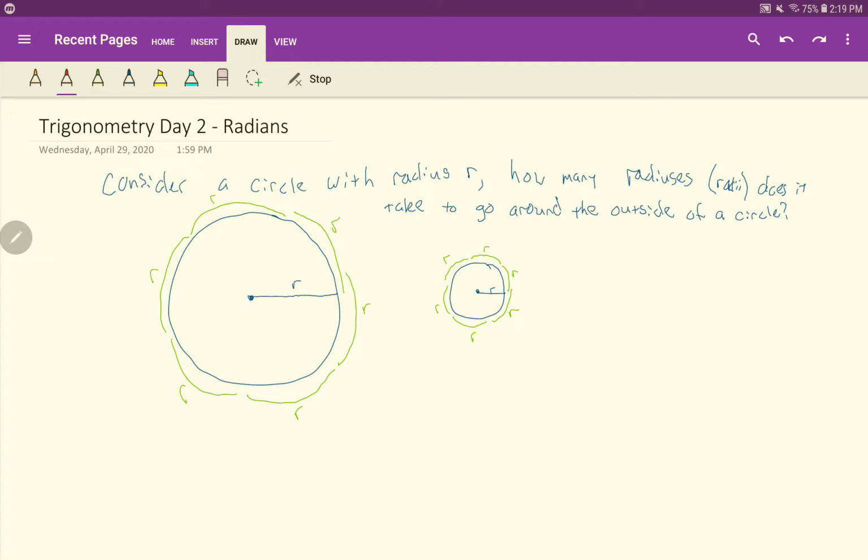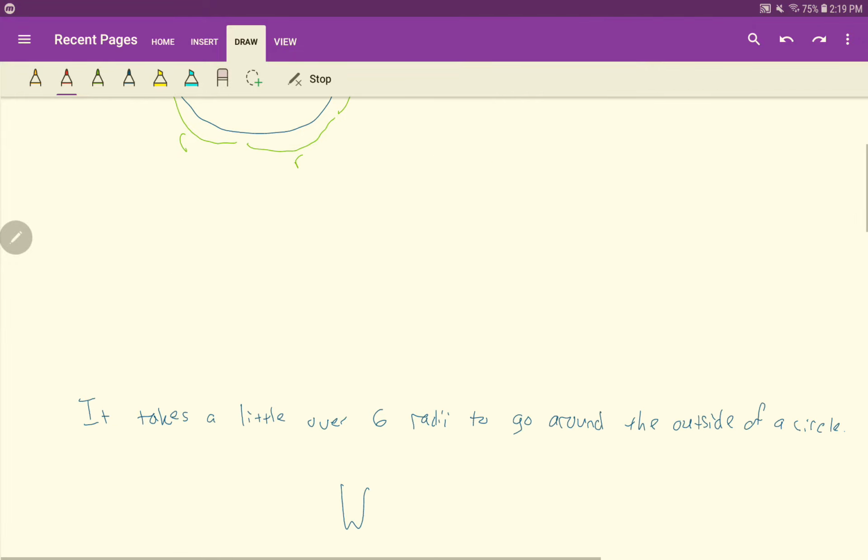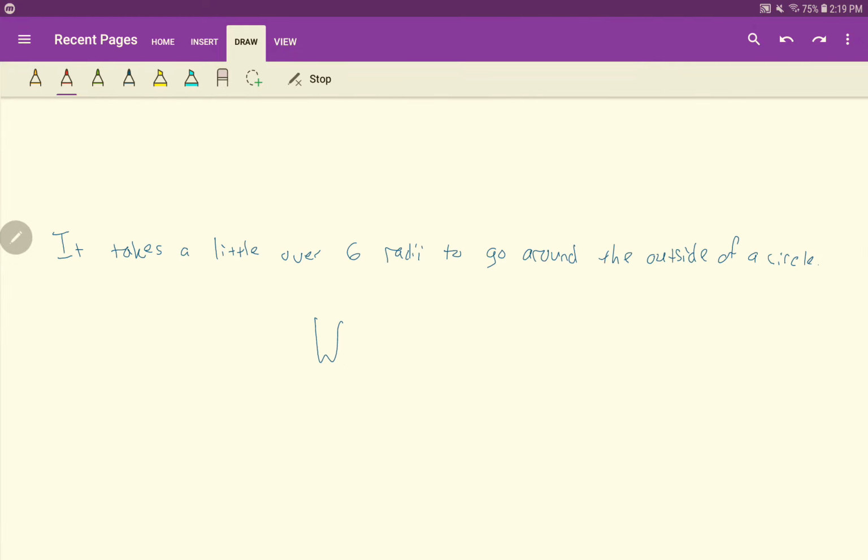So how many is it? Like I said, it's a little bit more than 6. Okay, so it takes a little bit over 6 radii to go around the outside of the circle. But the question is, why?